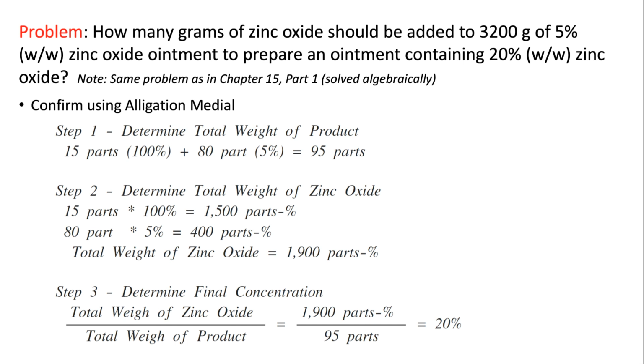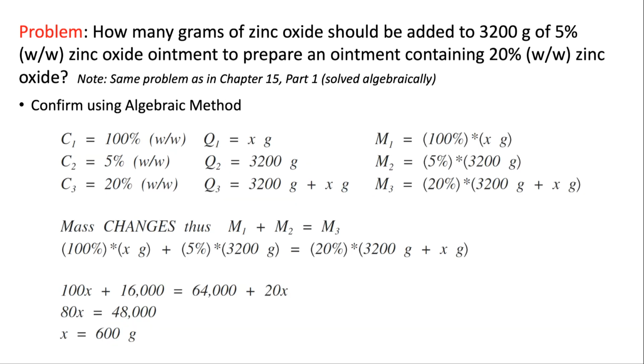So doing this, we show and basically prove that if you take 15 parts of 100% zinc oxide plus 80 parts of a 5% zinc oxide cream or ointment, mix them together, your final resulting concentration would be 20%, and we've proved that using the alligation medial method.